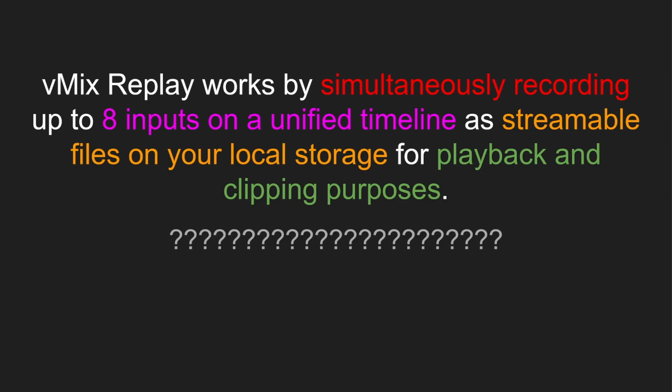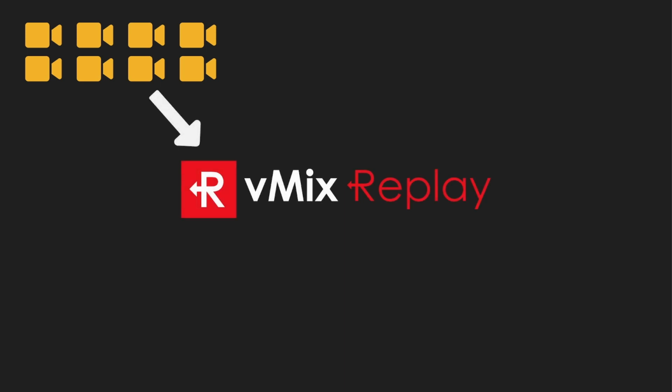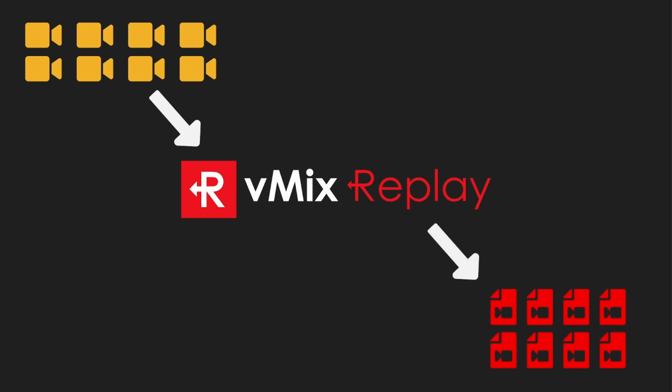What? So basically, you can take up to 8 cameras, feed those into vMix Replay. vMix Replay then records those cameras that you fed into it, which means it records a streamable video file for each camera. Streamable in this context means you can freely jump into any part of that video file and start playing through it, even while it's still being recorded.